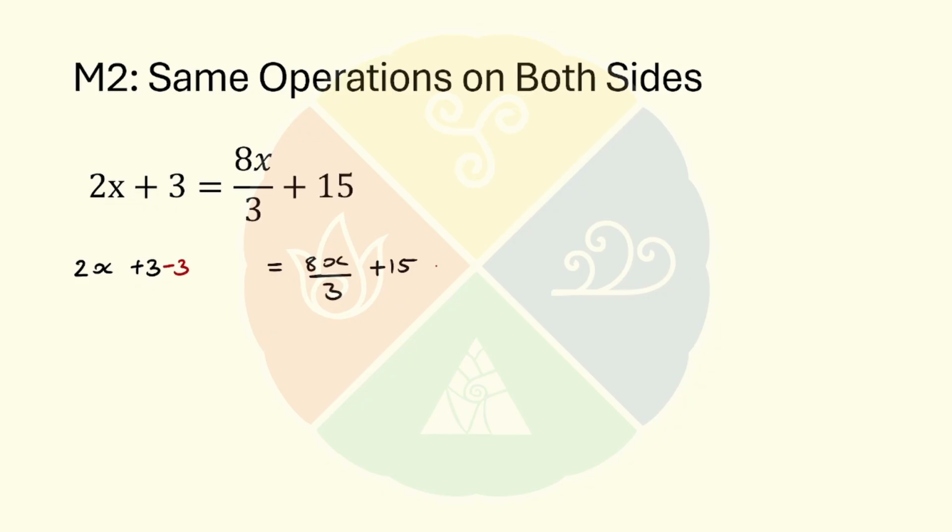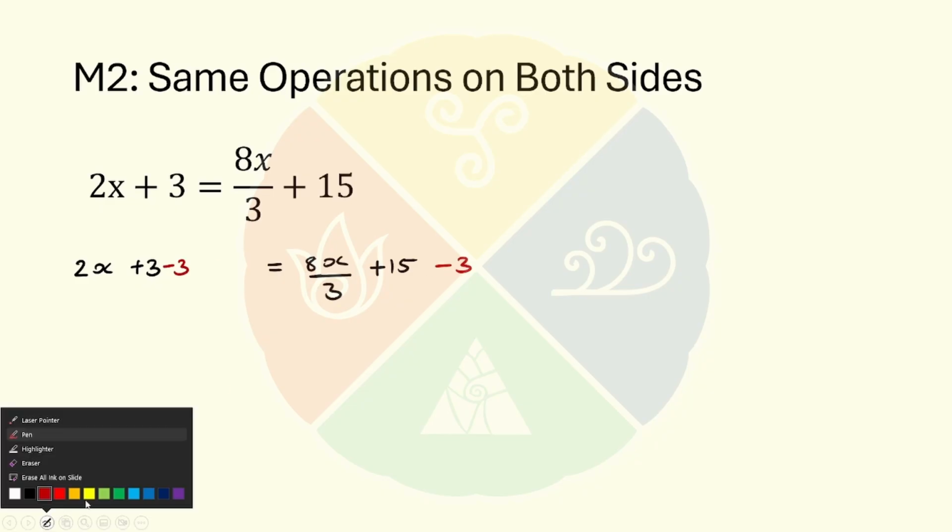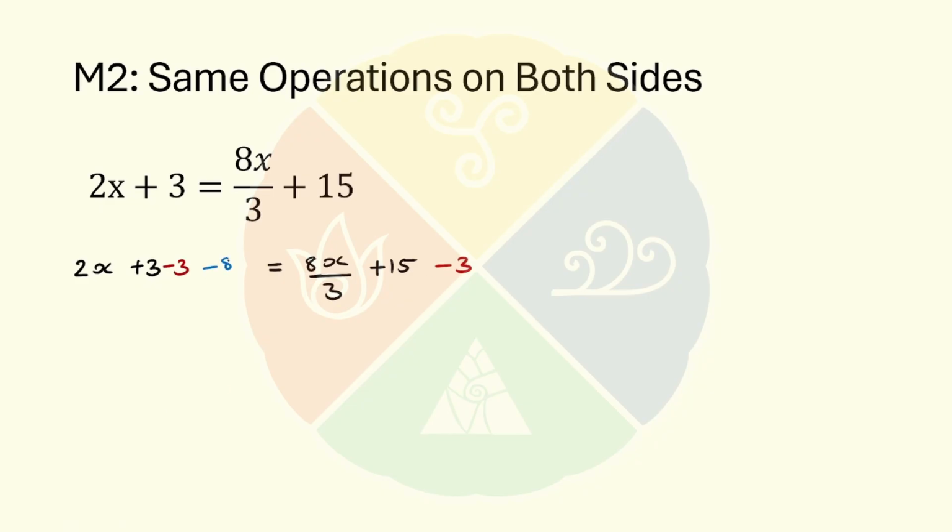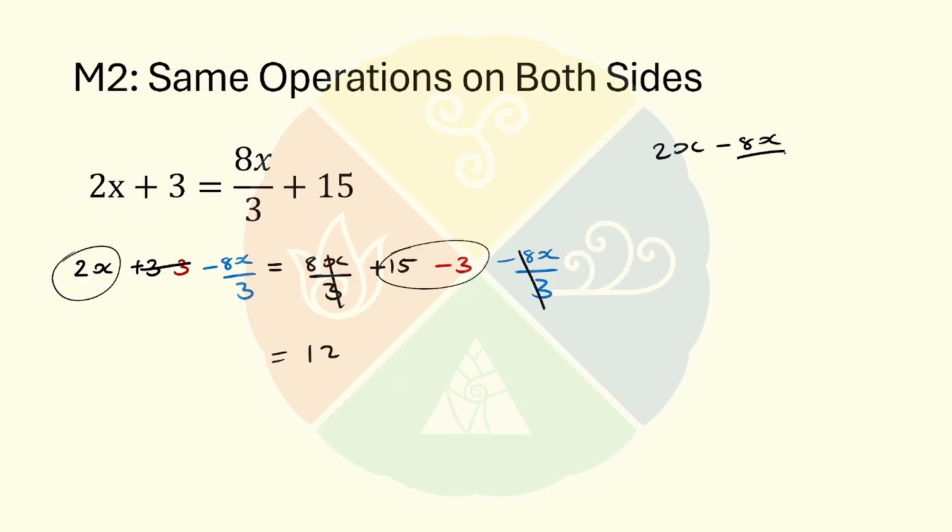Minus 3 for you. Doing the same thing on the other side. Minus 8x by 3, minus 8x by 3. Now if you look at it, this and this will get cancelled. Now 15 minus 3 is 12. Now how to do this thing? 2x minus 8x by 3. You have to do cross multiplication.